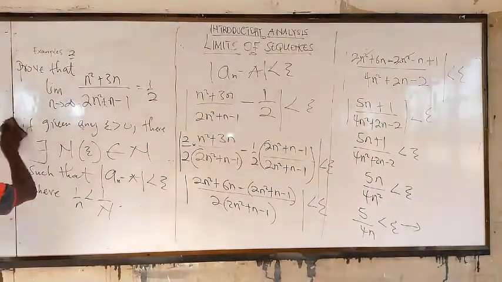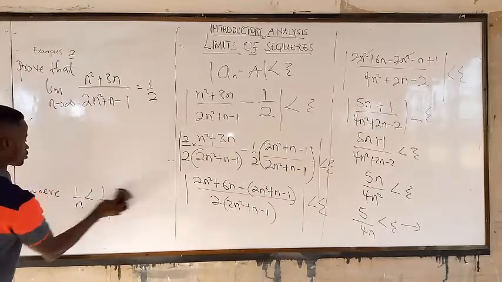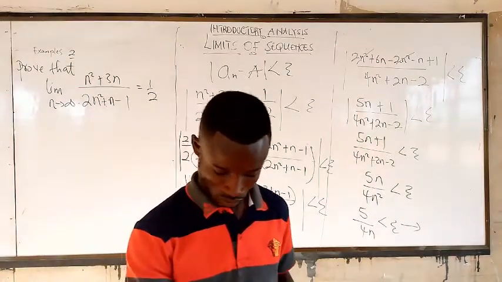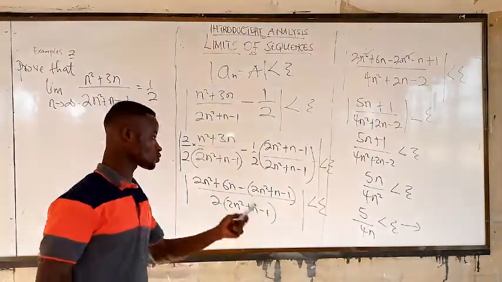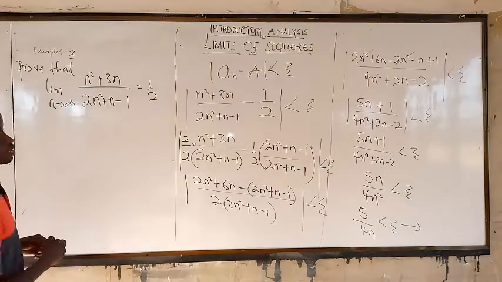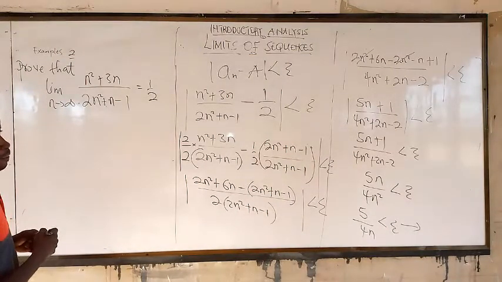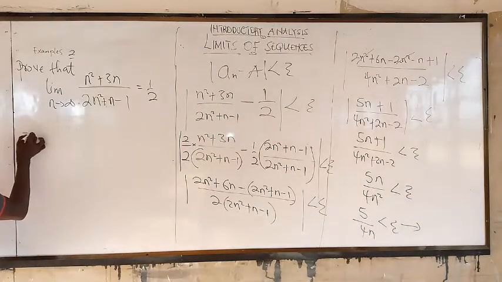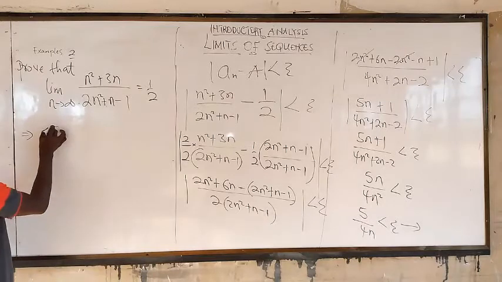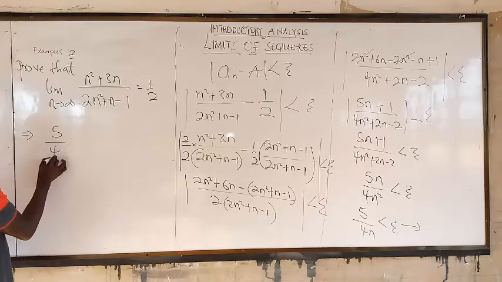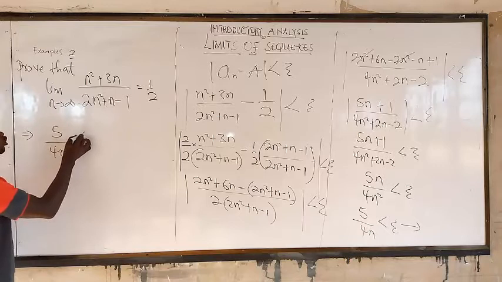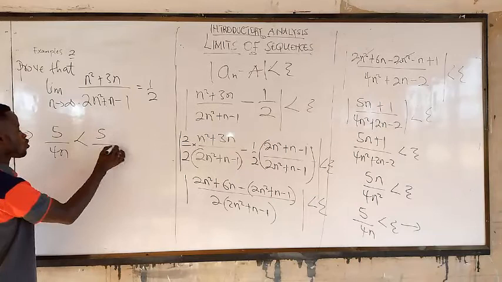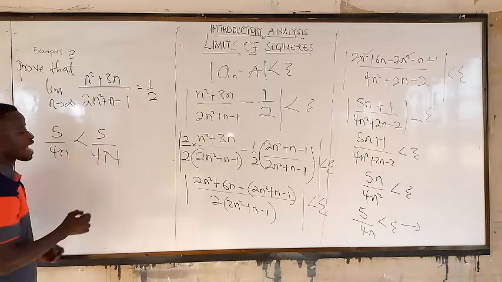Let me clean this part. So here simply, let's repeat this part first. 5 over 4n is going to be less than this small n we just change to capital N, that is 4. So 5 over 4 capital N.